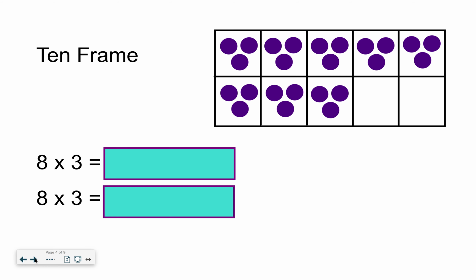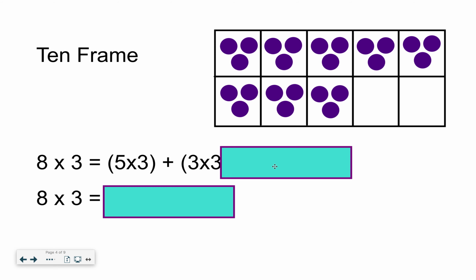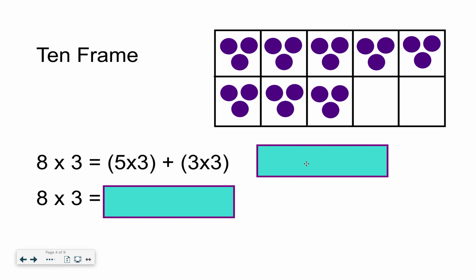So here's the third model to think about those two strategies. So this is a 10 frame. So 8 times 3, I can see there's 8 groups of 3, but this model really helps me see that there's 5 groups of 3 at the top, which is 15. And the bottom, I can see 3 groups of 3, which is 9. And if I add 15 plus 9, that will get me the answer to 24.